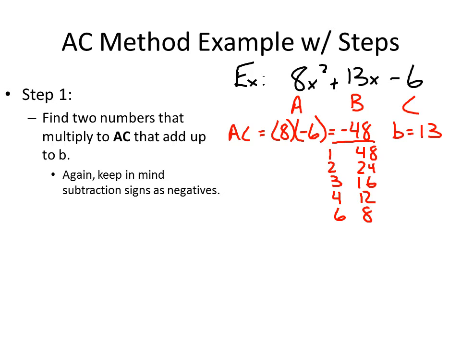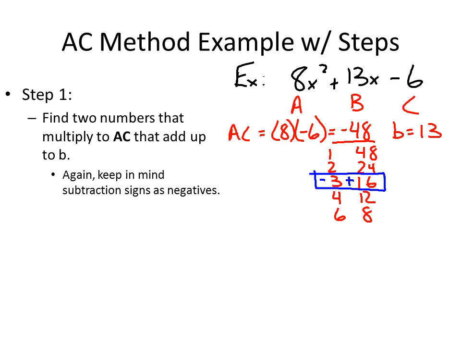So take a look here. I've clearly defined a is 8, b is 13, c is -6. We'll find two numbers that multiply to AC. AC is 8 times -6, which is -48. So they have to multiply to -48 and add up to b, which is 13. As you can see here, I've listed out two numbers that multiply to equal 48. I've got 5 combinations, and I am trying to find one that will get me to b, which is 13.